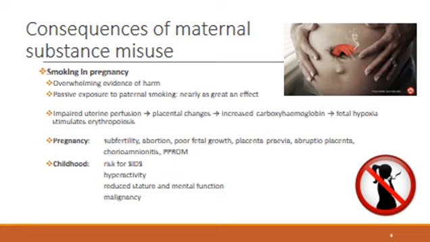In childhood, the most important risk factor for SIDS, apart from the sleeping position, is now deemed to be parental smoking. So this should be avoided around babies. There are also studies that show that children exposed to antenatal substance abuse like smoking have a high risk of hyperactivity with reduced stature and decreased mental function, and it may also predispose these children to malignancy.